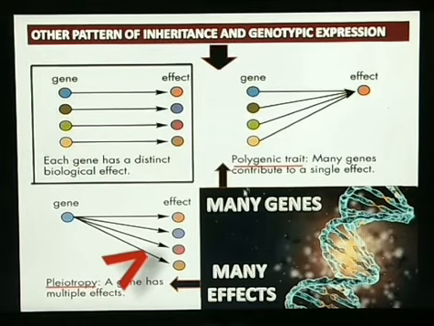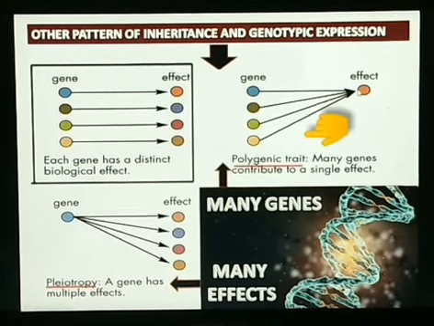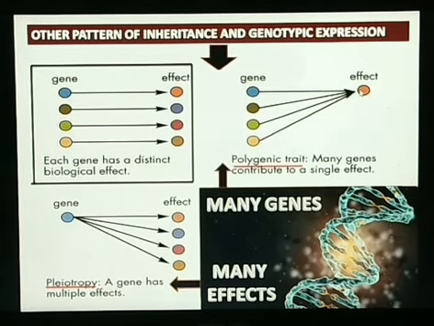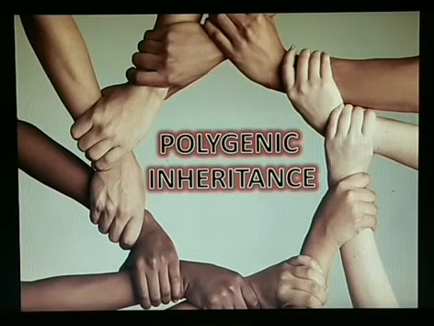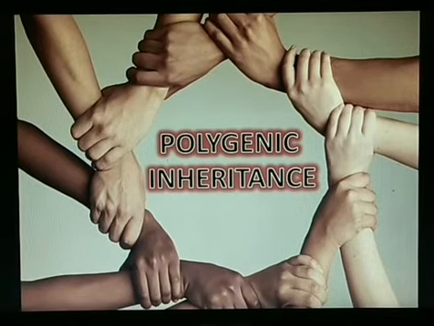That means in polygenic trait, many genes or multiple genes will show a particular phenotypic characteristic or trait. Whereas in pleiotropy, one single gene will show many phenotypic characteristics or traits. So we will remember polygenic trait means many genes showing one effect, and pleiotropy means many effects that are shown by one gene. So we will see what is polygenic inheritance in detail.